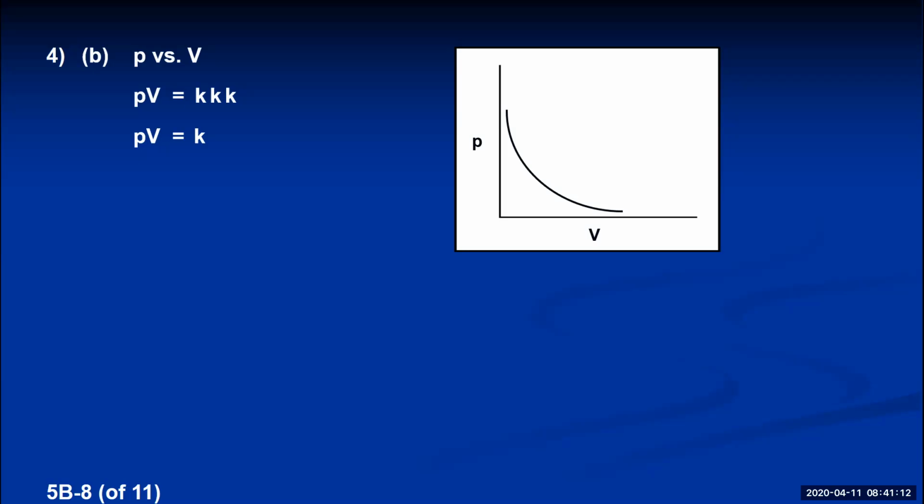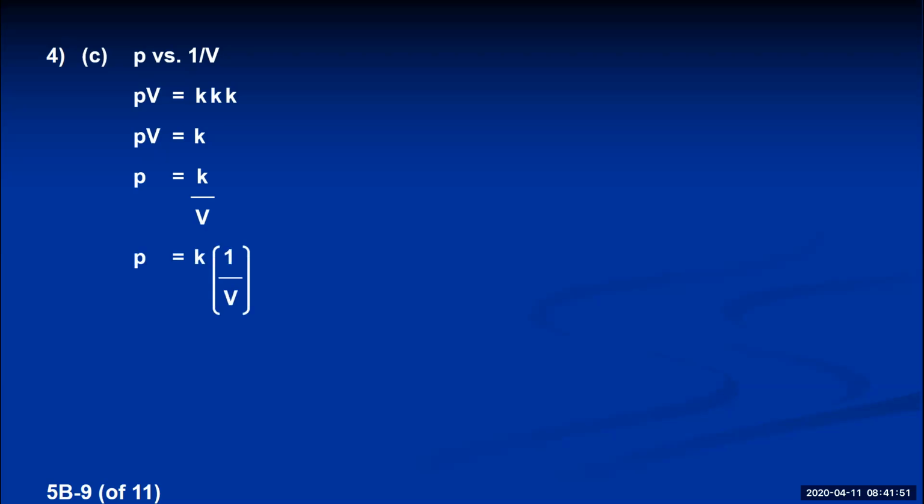C, graph P versus 1 over V. So if we know that we want to graph P versus 1 over V, and we have our ideal gas law equation, the only variables in here we want to graph are pressure and volume. So just like the last one, I'm going to assume that everything else is a constant, combine them into one constant, but I don't see a 1 over V in this equation, so I'm going to have to make a 1 over V. So I'm going to divide both sides of the equation by V, and then when I do that, I'm going to take the right side and break it apart into two factors. I'm going to go K multiplied by 1 over V, because it's the same thing.